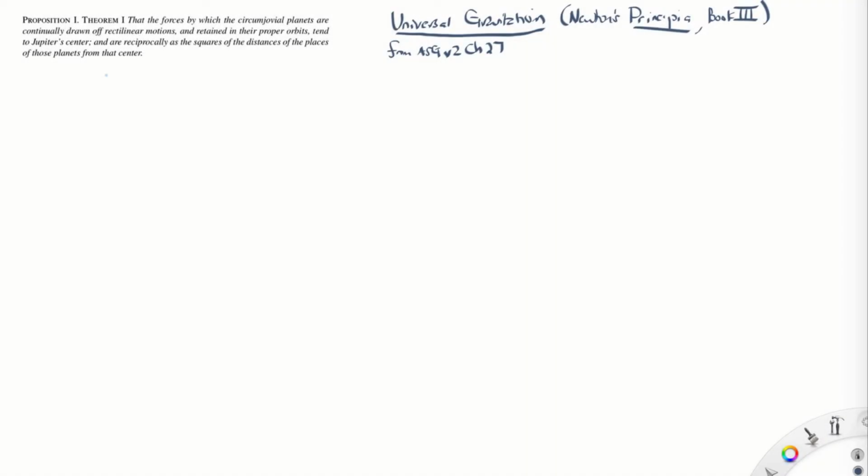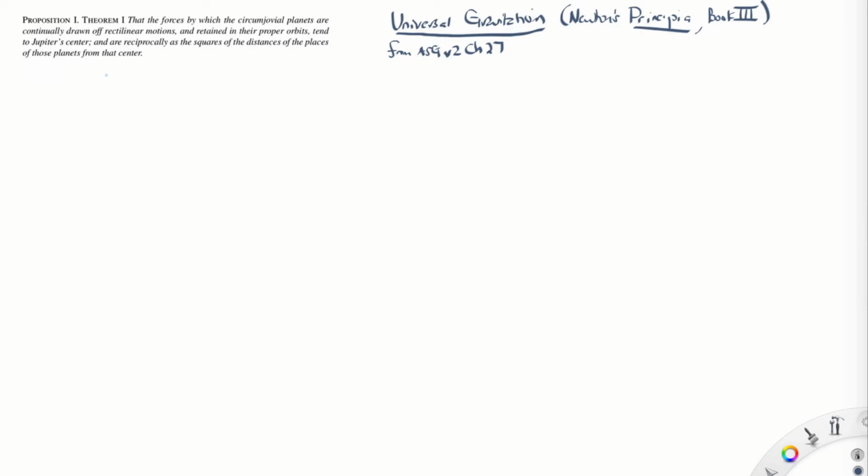Today what I'll be doing is lecturing on Newton's Universal Law of Gravitation. This is from Newton's Principia, Book 3. This is really the culmination of Newton's work. It's kind of the crown jewel of his Principia that's covered in this chapter. The reference is a student's guide, Volume 2, Chapter 27.